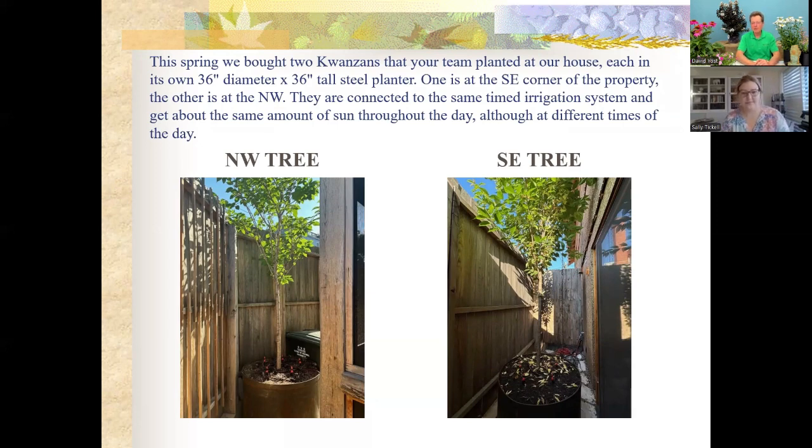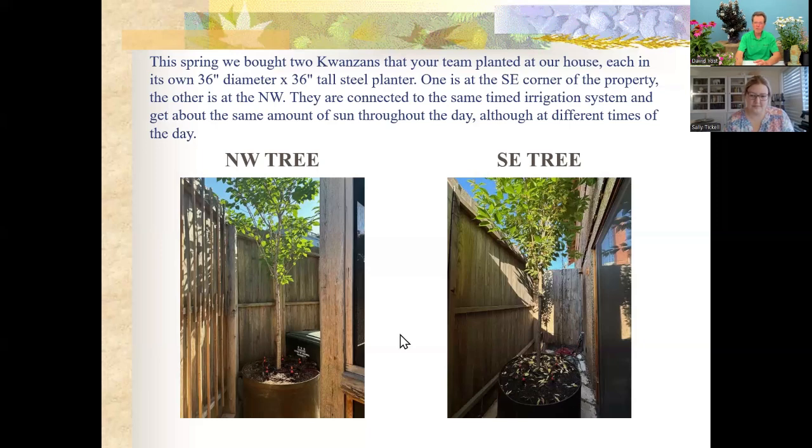These are a couple of emails. I try to bring this down to real life situations, and these are some of the things I find in my email inbox routinely. A lot of words here, but I'll quickly try to read it to you. So this spring we bought 2 Kwanzan cherries, and we planted them each in its own 36-inch by 36-inch steel planter. This was down in DC, an urban environment, and I guess they're trying to buffer their home with a couple of trees.